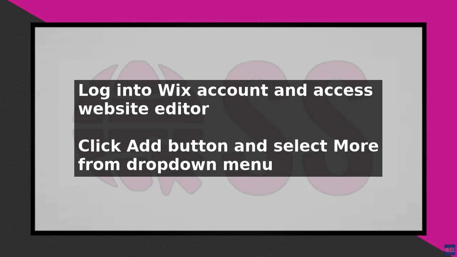To add a Pinterest feed to your Wix website, start by logging into your Wix account and accessing the editor for your website. From the editor, click on the Add button on the top bar and select More from the drop-down menu. This will open the Wix app market where you can search for Pinterest feed. Click on the Pinterest feed app and then click Add to Site.